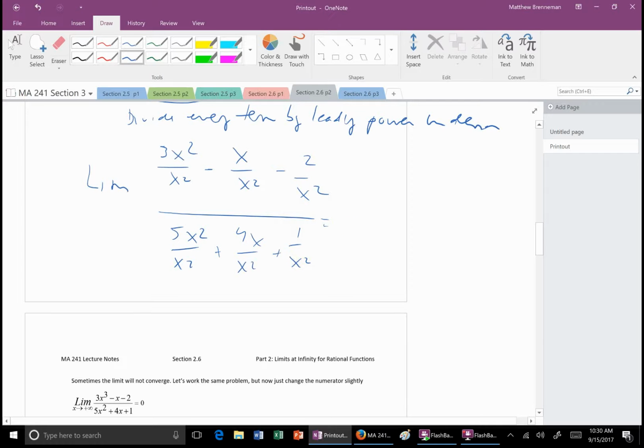Then you're going to go ahead and cancel things, right? And so you end up getting this: 3 minus 1 over x minus 2 over x squared, over 5 plus 4 over x plus 1 over x squared. And then you can use the fact that if x goes to infinity, that goes to 0, that goes to 0, this goes to 0, and this goes to 0. Of course, there's more than one way to find it.